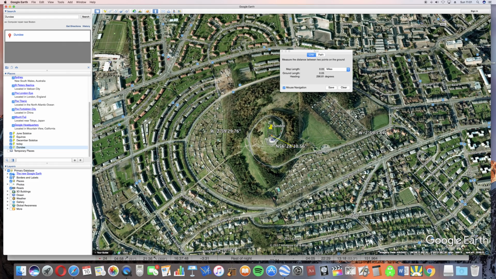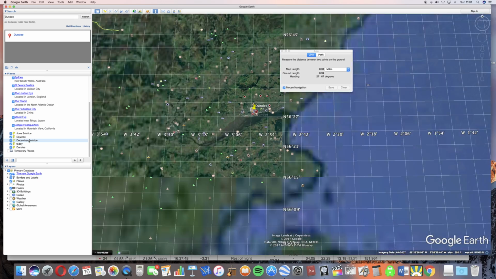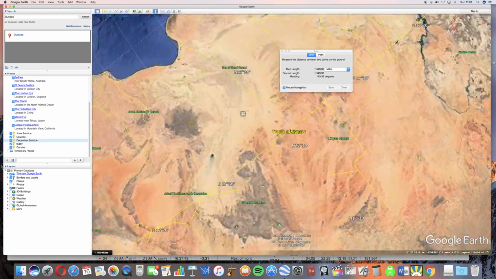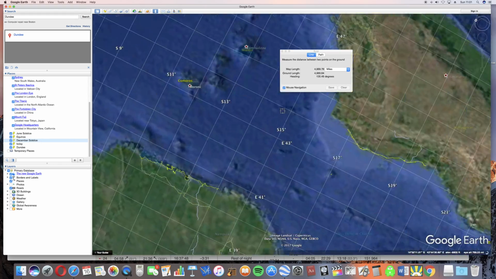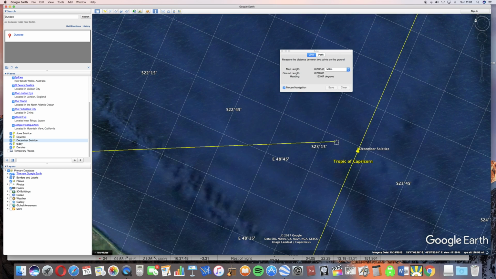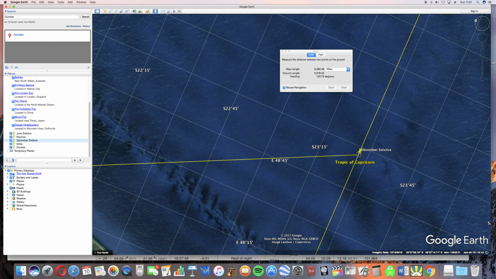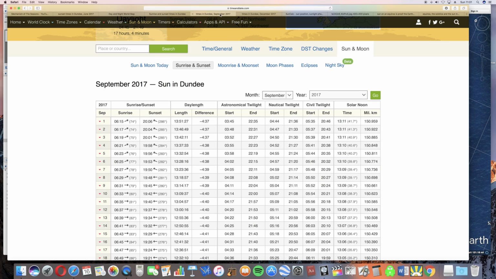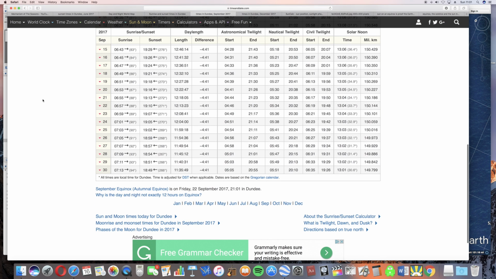Now let's look at the last one, which is the December solstice. Oops, I didn't check the equinox one. I'll go back and have a look at that. Let's go back and see what it says for the equinox. So September 23rd, 89 degrees. Yeah, that's right. So let's go back to here.